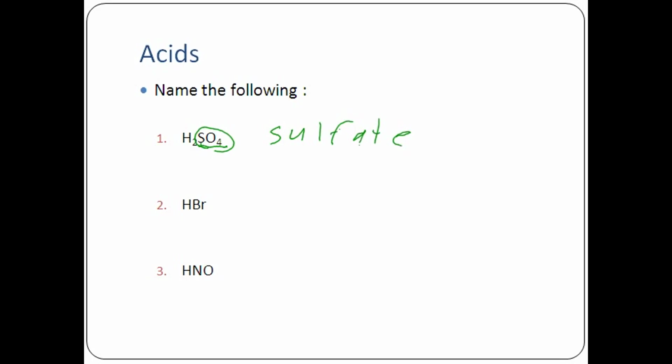Now, what's going to happen is, because this ends in ate, it tells us if the ion ends in ate, the acid will end in ic acid. And so what we're going to do is knock off the ate and add the ic acid to the end instead. And so as a result, our answer here is going to be sulfic or sulfuric acid, and either one I would accept here.